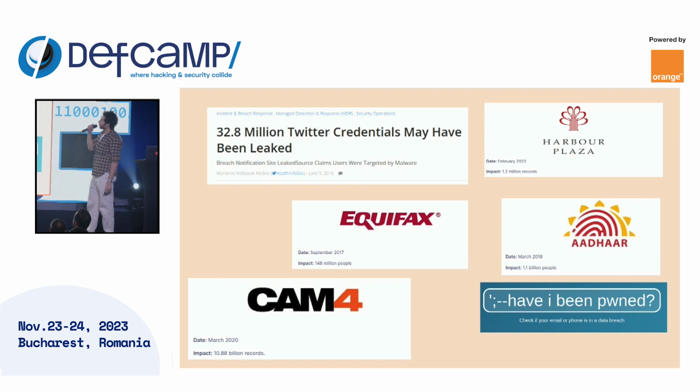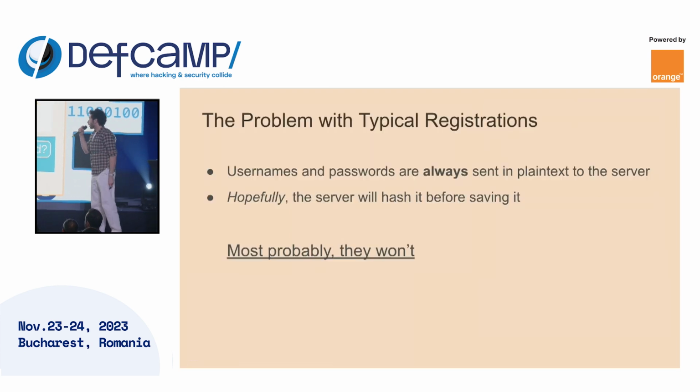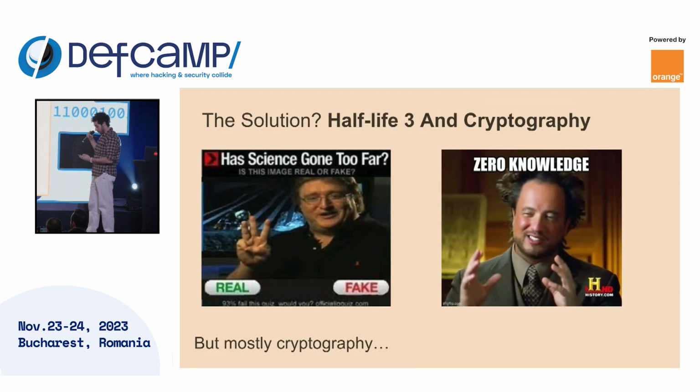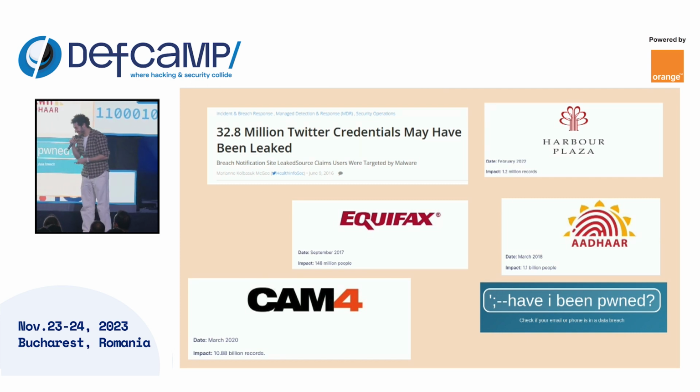32.8 million Twitter credentials may have been leaked. Harbor Plaza had 1.2 million records, 1.1 billion records from Aadhaar. There is a website called Have I Been Pwned?